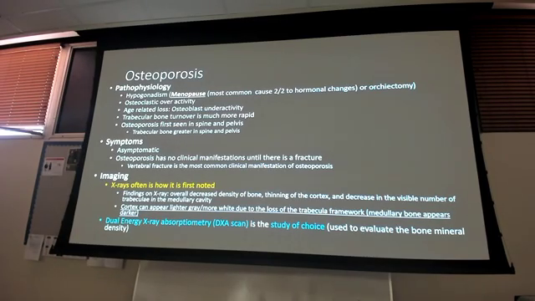DEXA scan is your study of choice. What a DEXA scan is, it's a very poor X-ray, right? What the DEXA does is it scans the lumbar spine and part of one of the patient's hips, usually their non-dominant one, okay? And it's looking at the density of the bone.